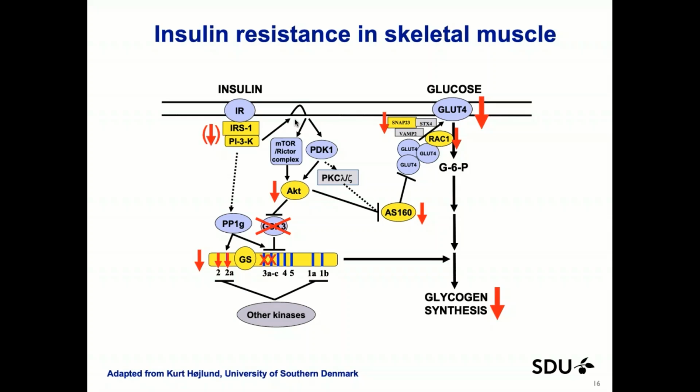And of course, in muscle, you not only see impaired insulin signaling and reduced glucose uptake, but there are also several other mechanisms contributing to the insulin-resistant muscle, for instance, mitochondrial dysfunction.